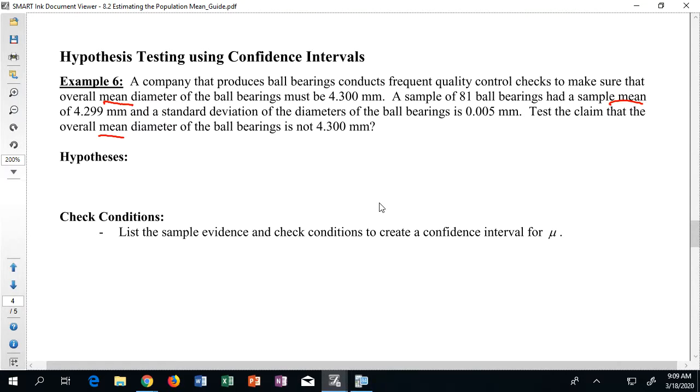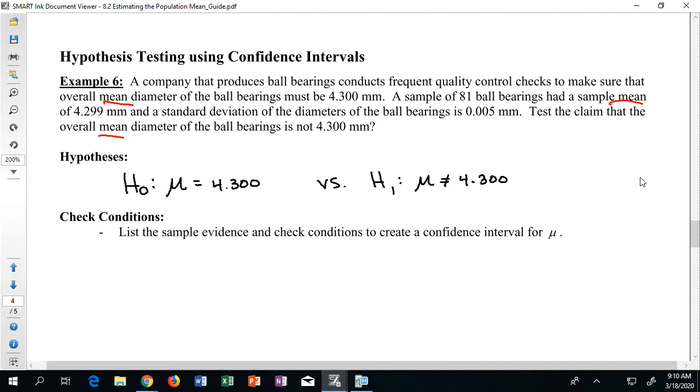Okay, again, this should be fairly easy to approach because it's very similar to hypothesis tests that we've done previously. So what I have here is two hypotheses that I can set up. And if I'm interested in that last sentence, which says I want to test the claim that the overall average diameter of the ball bearings is not 4.300, then that seems like a perfect alternative hypothesis, which means that my regular hypothesis, the null, has got to be 4.300. Perfect.